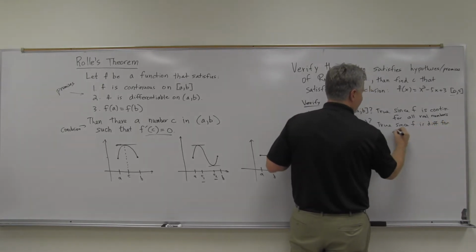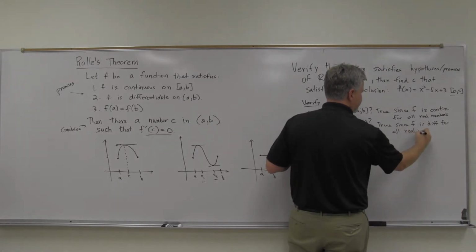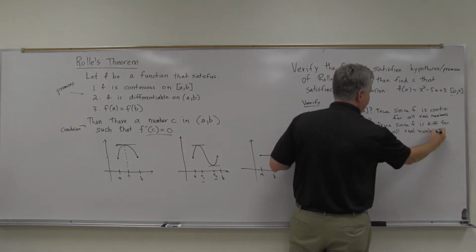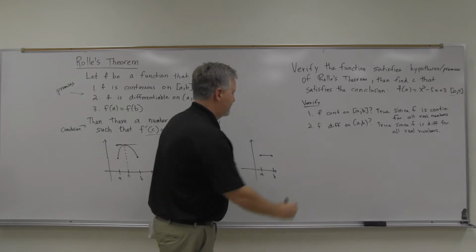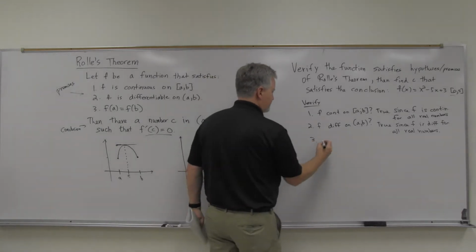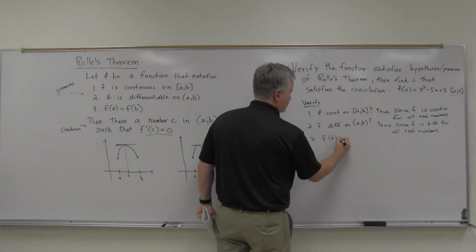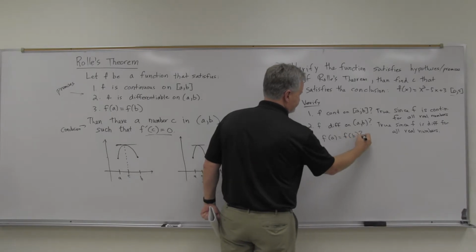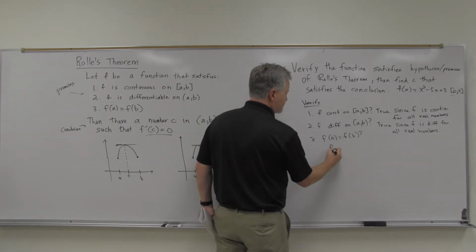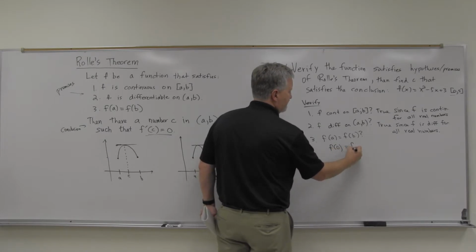Ditto, right? Okay, now the third one is a little more maybe to show here. f of a equals f of b. Is that true? Well, in this case, a is 0, so does f of 0 equal f of 5?